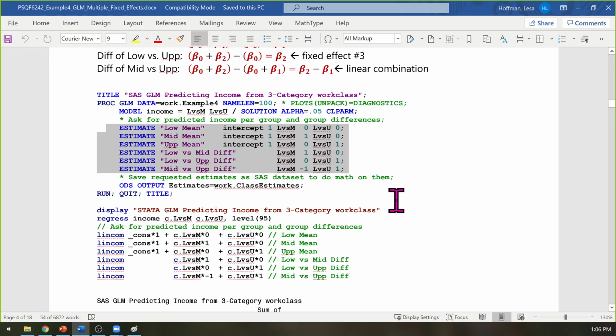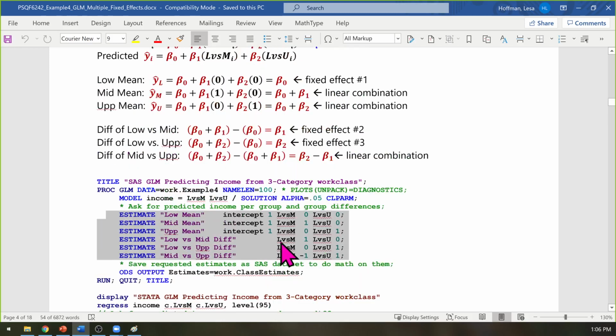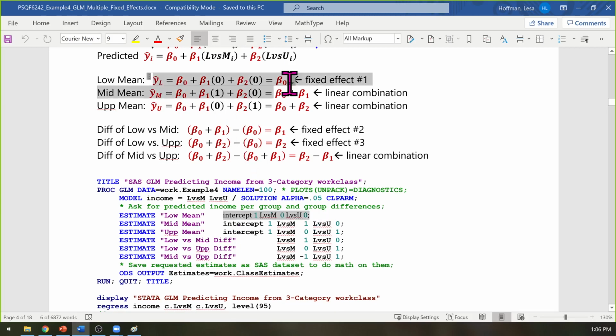Okay. So the important thing to realize is that what these statements do is math. They are using the estimated model parameters that it found in an equation. So this line right here, intercept 1, L versus M 0, L versus U 0, it is doing this equation up here for you.